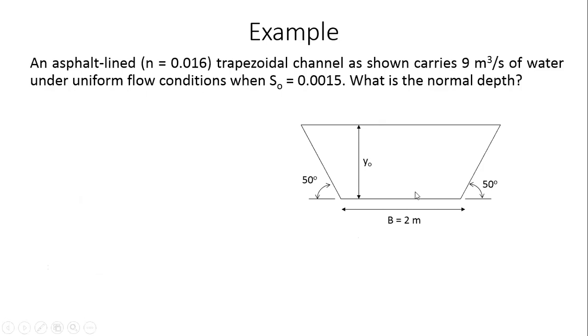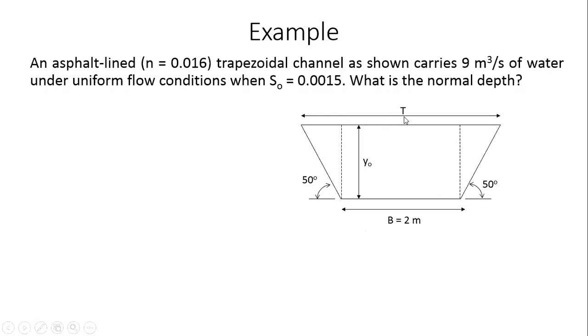Right? So it's a trapezoidal channel of the following. The bottom width is capital B equal to 2 meters. Side slopes are at an angle of 50 degrees with the horizontal. We are asked to find out what this y naught is, right? So in the trapezoidal cross section, there's one more parameter that we can introduce, which is called the top width, right? The top width of the channel cross section.